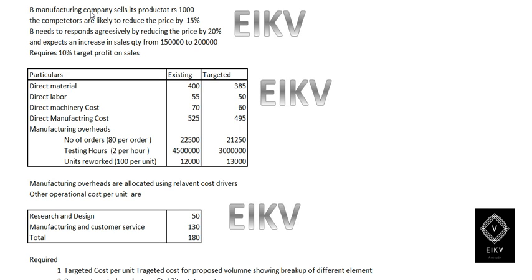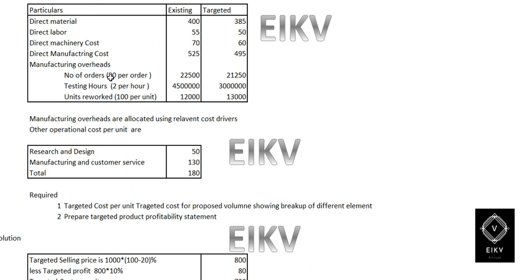So in this illustration, B, a manufacturing company, sells a product for ₹1,000. The competitors are likely to reduce the price by 15%. Therefore, B needs to respond aggressively by reducing the price by 20%. And B expects an increase in sales quantity from 1,50,000 to 2 lakh. The required rate of targeted profit is 10%.